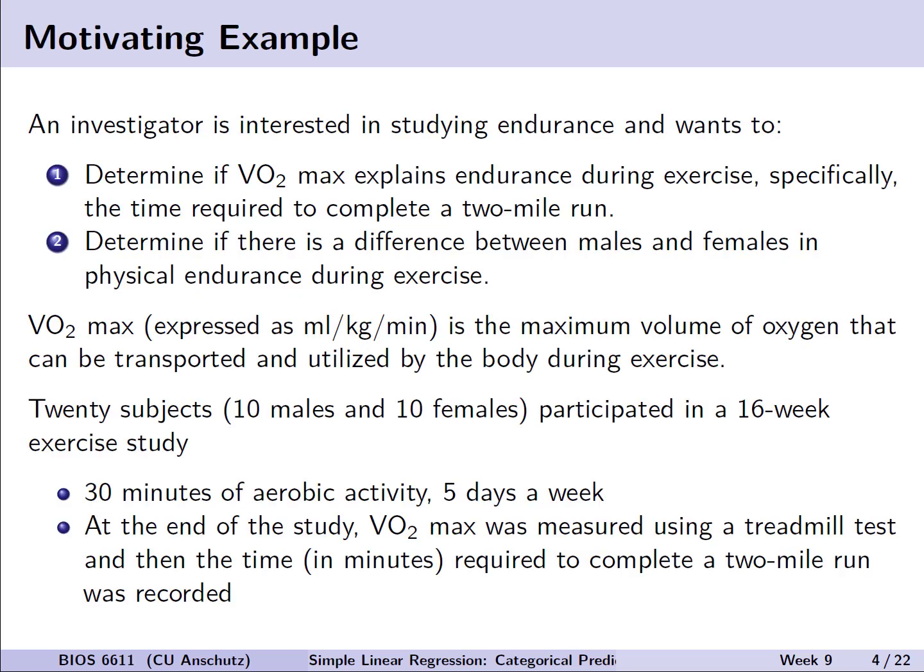We're continuing with the motivating example from our continuous predictor lecture before this, where an investigator is interested in studying endurance and they want to, in our case here, determine if there is a difference between males and females in physical endurance during exercise. We can note from our last lecture we showed that as VO2 max increased, the time it took to run a 2-mile run decreased. So now we might want to ask the question, well, is there just a difference in time overall between males and females? Again, we have the same context of 20 subjects, 10 males and 10 females, with 30 minutes of aerobic activity, 5 days a week for a 16-week exercise study, where at the end of the study we remeasured VO2 max and the time it took to complete a 2-mile run.